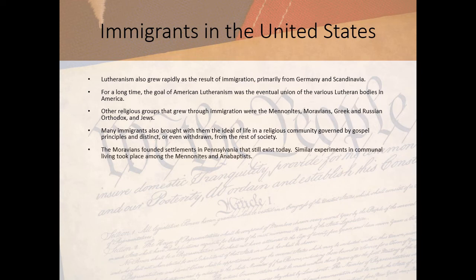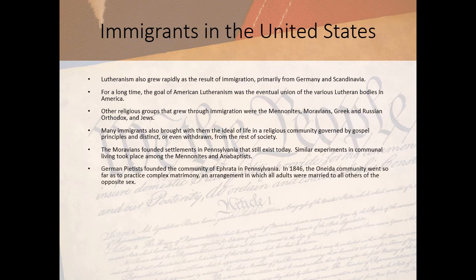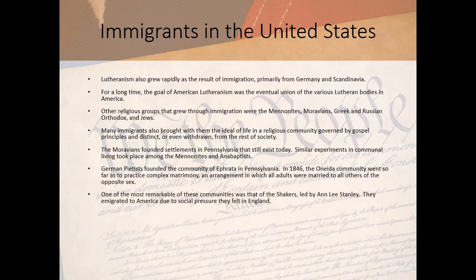The Moravians founded settlements in Pennsylvania that still exist today. Similar experiments in communal living took place among the Mennonites and Anabaptists. German pietists founded the community of Ephrata in Pennsylvania. In 1846, the Oneida community went so far as to practice complex matrimony, an arrangement in which all adults were married to all others of the opposite sex. So that's interesting.